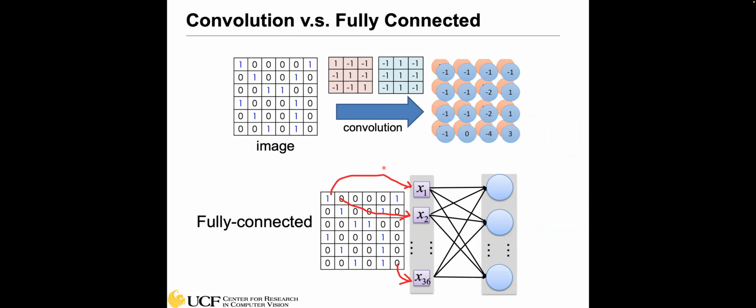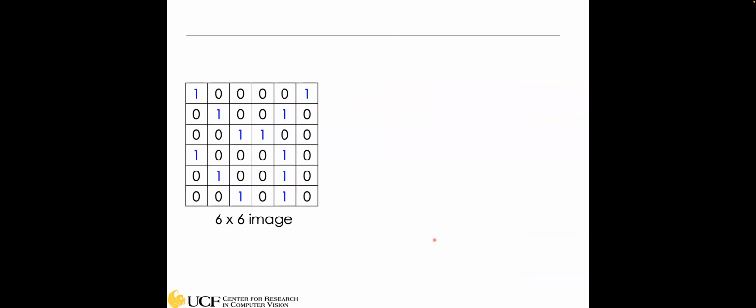So let's make a comparison of the convolution versus the fully connected layer. This is how the fully connected layer works. You have this input image, and you flatten this image into a large vector, 6 by 6, so you have 36 elements. You basically have a large vector. Then each neuron will connect to these 36 elements of your input.